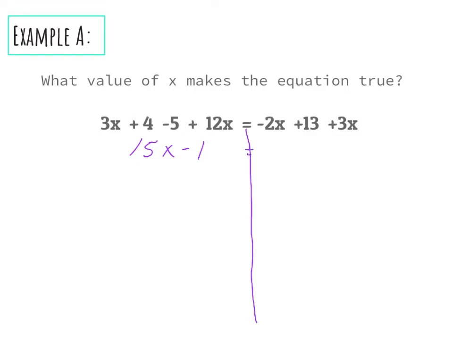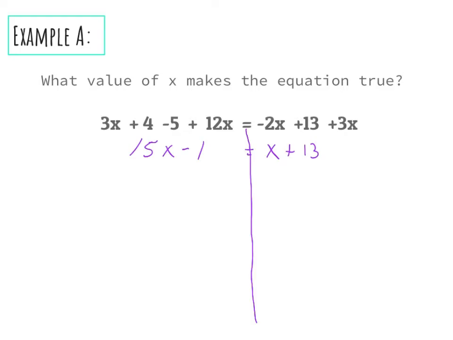On the right side of the equation, I got negative 2x plus 13 plus 3x. So the negative 2x and the 3x are going to combine to just give me 1x. I don't have to write the 1. If I have just 1x, I can just put x. And the positive 13 doesn't have any constants to combine with, so it's going to just be positive 13. So now I've got an equation with variables on both sides. I've got 15x on one side and then 1x on the other.